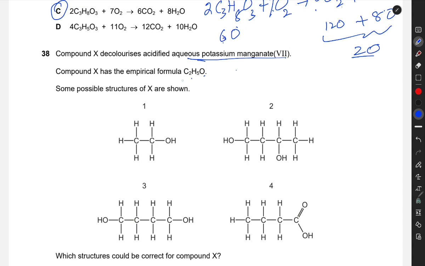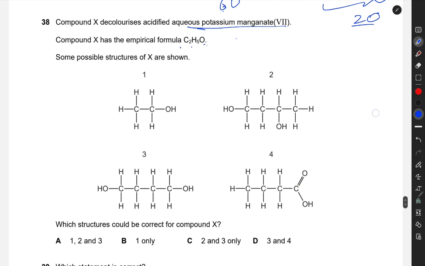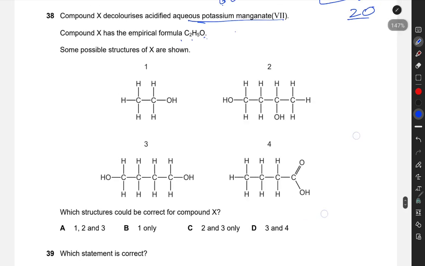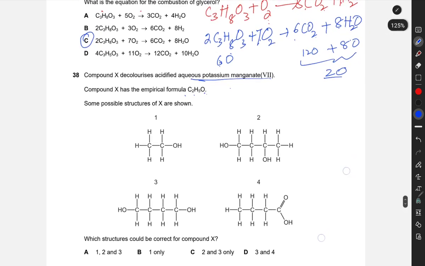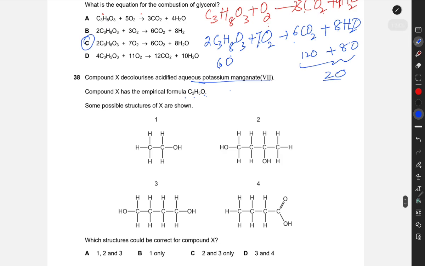The empirical formula is C2H5O. Some possible structures of X are shown. Which structures could be correct for compound X? C2H5O.